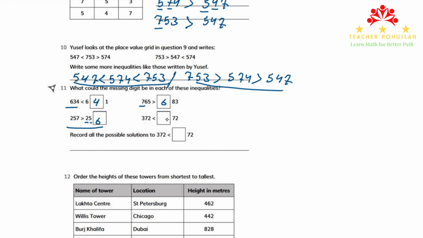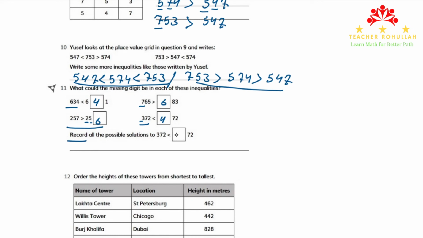In the fourth one, the missing number is in the hundreds place. The number to the left is 372, which is less than the number to the right. So the number that comes in the missing part is 4, because in the hundreds place in the left number we have 3, and the number to the right should be bigger than that. So it is 472. In the other part, it says, record all the possible solutions to 372 less than a number over here in which the hundreds place is missing.